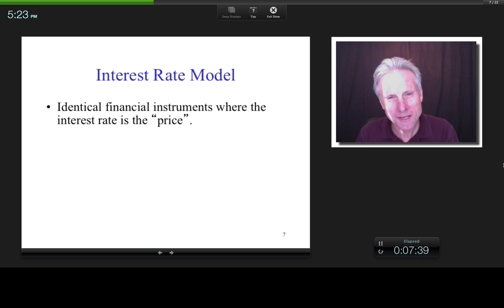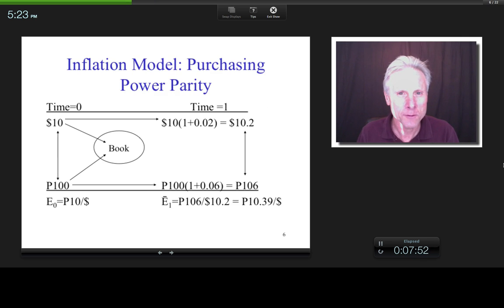The financial instrument has to, of course, be identical, just like that book. It had to be the exact same book. And whereas we said with the inflation model that the exchange rate today was a ratio of what today? You remember? Well, if we go back one slide, the exchange rate today is a ratio of prices today. In other words, I should be able to take that $10 in the US that would buy this same book to Mexico and exchange it for 100 pesos, assuming the book is 100 pesos in Mexico. So the exchange rate today is a ratio of prices today. The expected exchange rate is a ratio of expected prices.